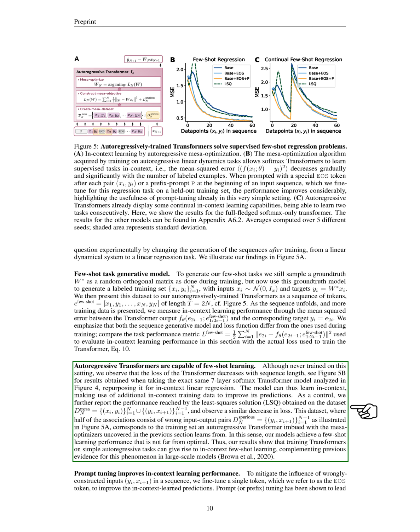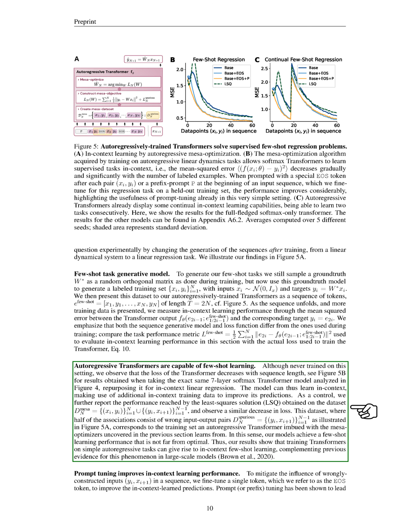As a control, we also reported the performance reached by the least squares solution obtained on the dataset, and observed a similar decrease in loss. This dataset, where half of the associations consist of incorrect input-output pairs, corresponds to the training set an autoregressive transformer learns from. In this sense, our models achieve a few-shot learning performance that is not far from optimal. Our results show that training transformers on simple autoregressive tasks can lead to in-context few-shot learning.